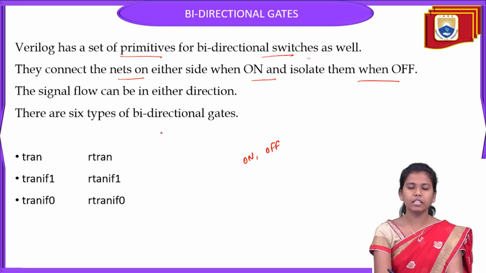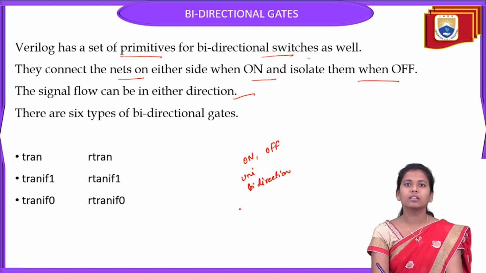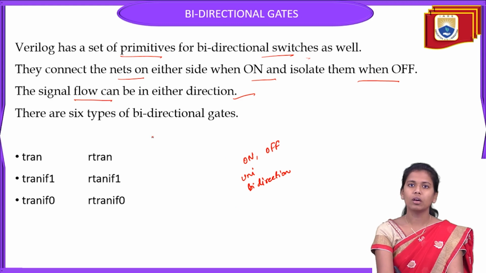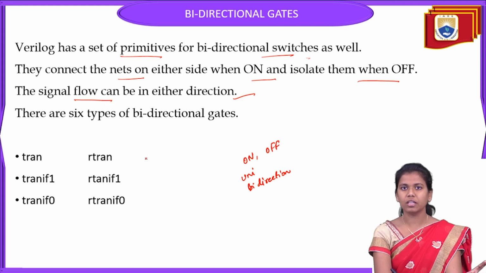So the signal flow can be in either direction. The signal flow can be unidirectional as well as bidirectional. As I said, the switches can be unidirectional or bidirectional. The signal flow could be unidirectional, that means one-way from the input to the output, and also it could be in both directions, that is bidirectional.